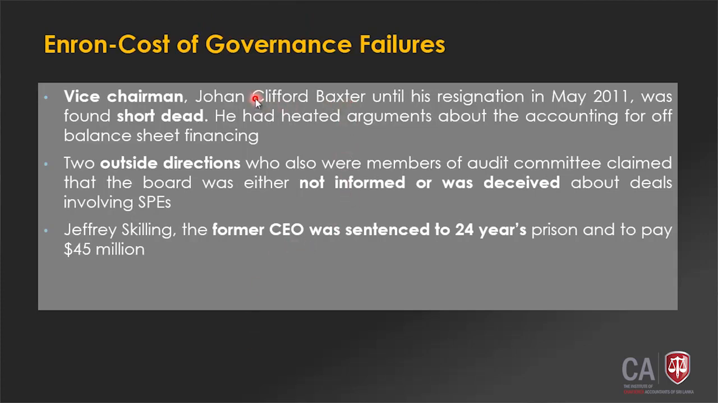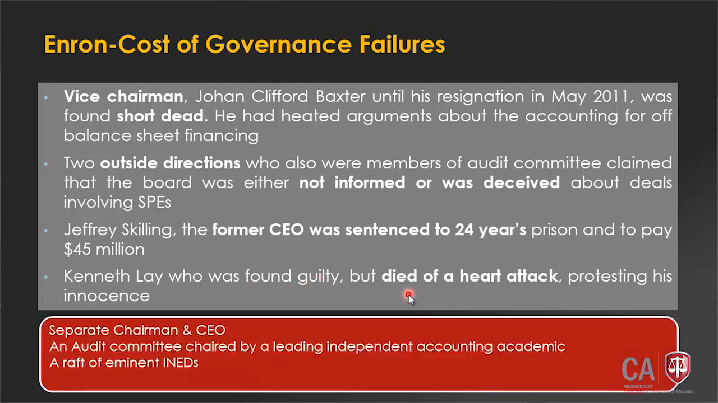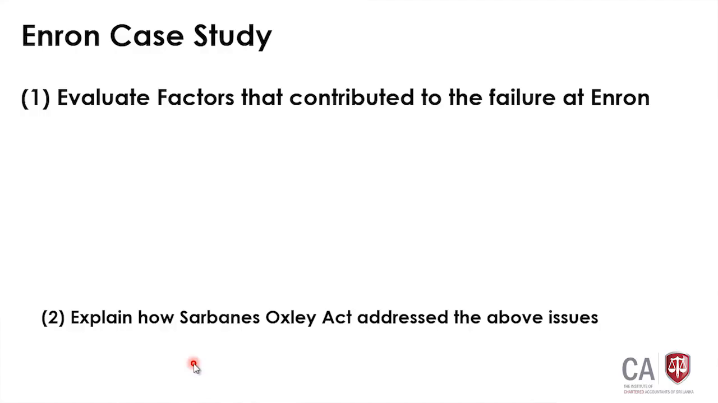Now, what is the discussion from the non-executives? They are complaining that, while we were outside directors, we didn't know what was happening in the company. And all of that I mentioned to you about the CEO going to jail, and see, these are other consequences: the chairman got a heart attack and died later. And this was the question that I asked you earlier, right: Enron had corporate governance practices like a separate CEO and chair, an audit committee, many independent directors, then what went wrong?